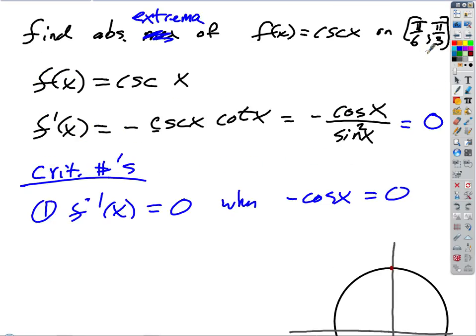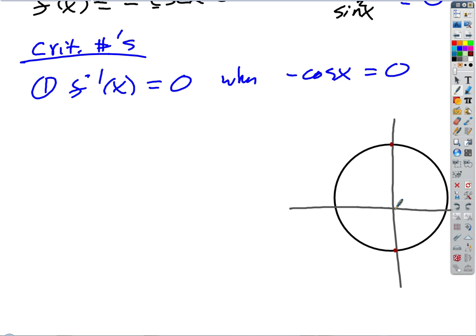Between pi over 6 and pi over 3. So we're actually only looking between there and there, right? This is the interval in question. So are there any places on that interval where cosine is 0? No, none, right? Yeah, the nearest one would be at 1/2, okay? So none. There aren't any of that first type of critical number on our interval. So we'll just put none.